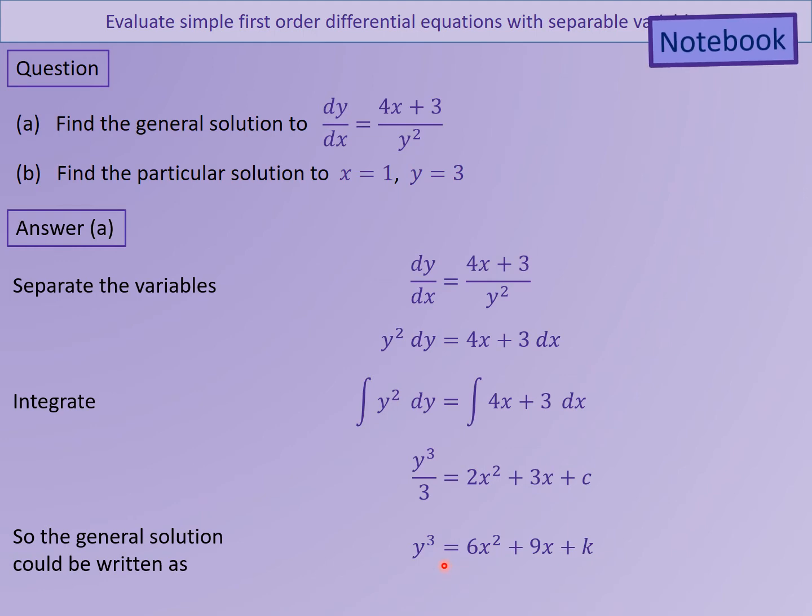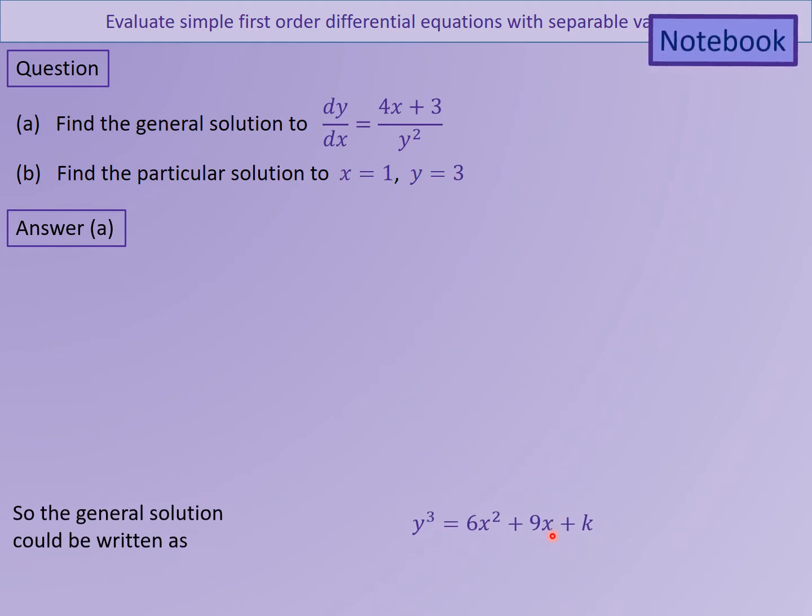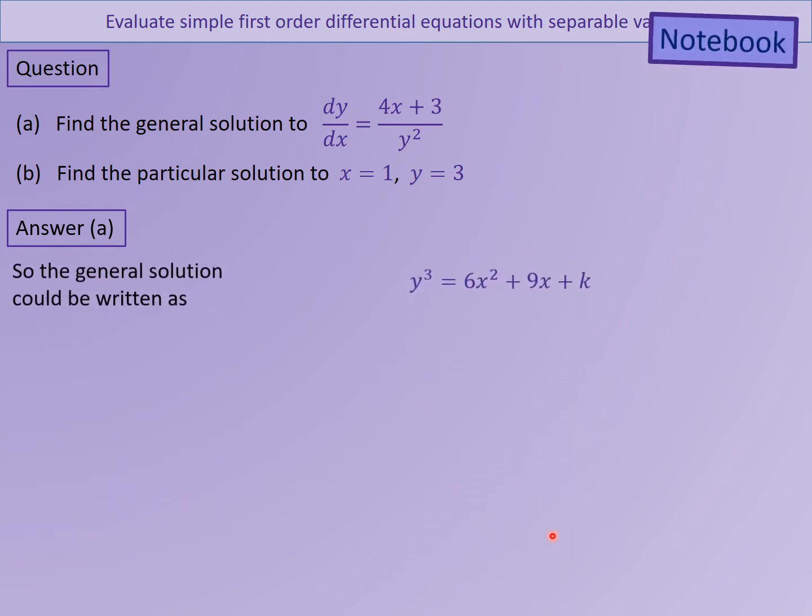Right, so I've got my general solution. Now I could potentially be thinking about what to do next. So if I look at the next situation, okay, I've got my general solution. How do I get my particular solution? I just need to put in these two values to work out the value k. Okay, so 1 and 3, substitute them in.